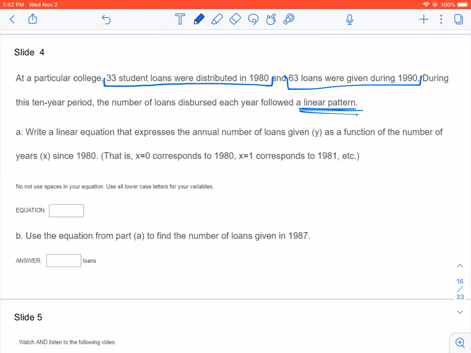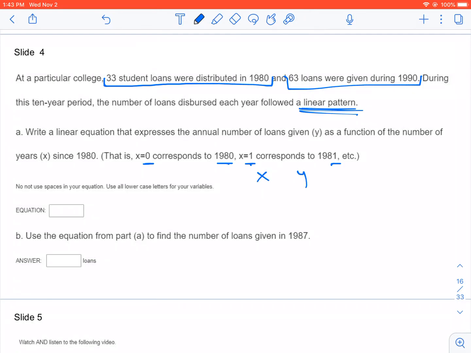That is, x equals 0 is going to correspond to 1980. X equals 1 corresponds to 1981. So because we're writing an equation, we can get Desmos to do a lot of this work for us.